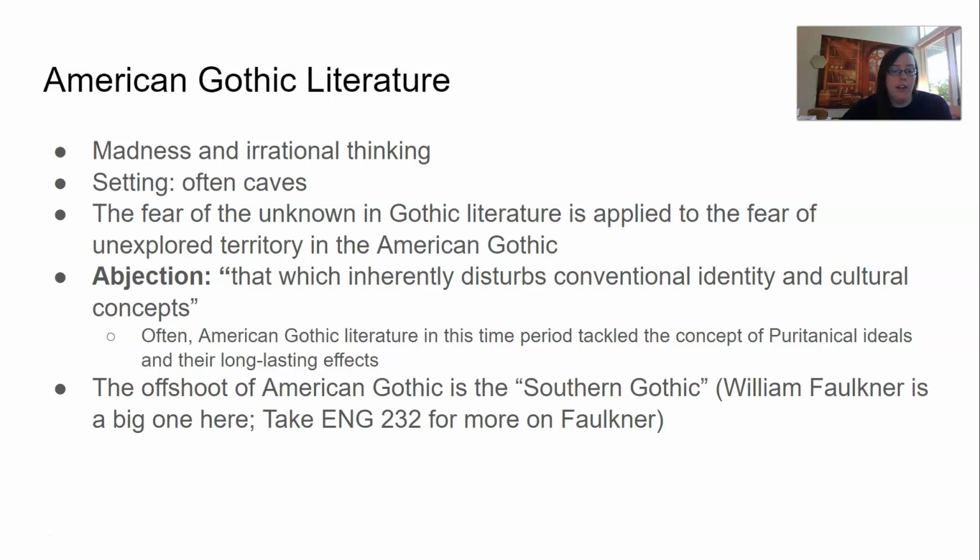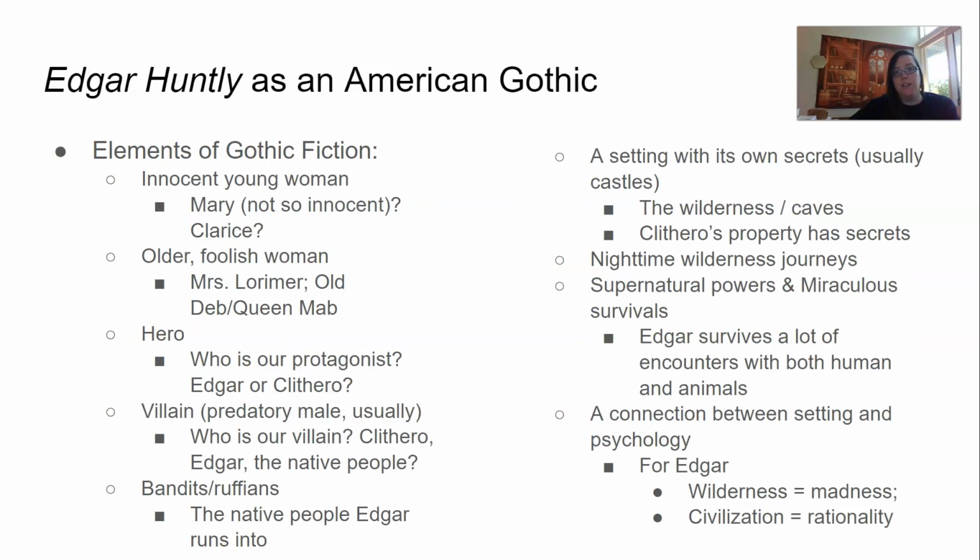I think that he's in the textbook. A lot of his novels, he's got some short stories, he's got some novels, maybe you've read some, but that would be a great example of a Southern Gothic offshoot of American Gothic. So how can we apply all of this to Edgar Huntley, which is our novel for this unit?